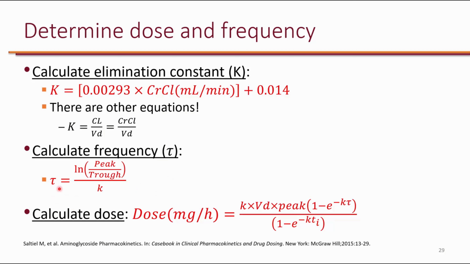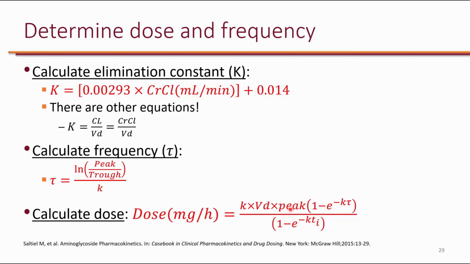So once you figure out the tau, after you round it to something realistic, then you're going to use this equation to come up with a dose. So let's say if you found the tau of 5 and rounded it to 6, you're going to use 6 in this equation. You use the K that you got from up here.